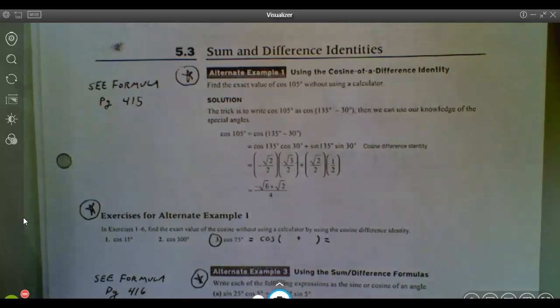So in section 5.3, we're going to look at a few new formulas for you. I'll show you where these can be found in your book so you can write these down. But here's the main idea.